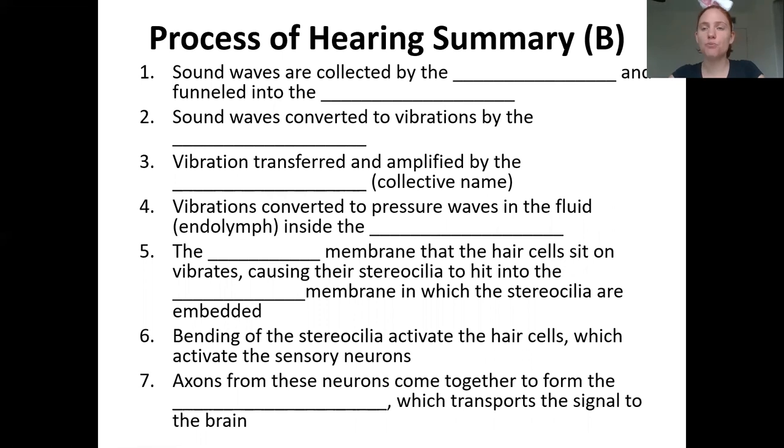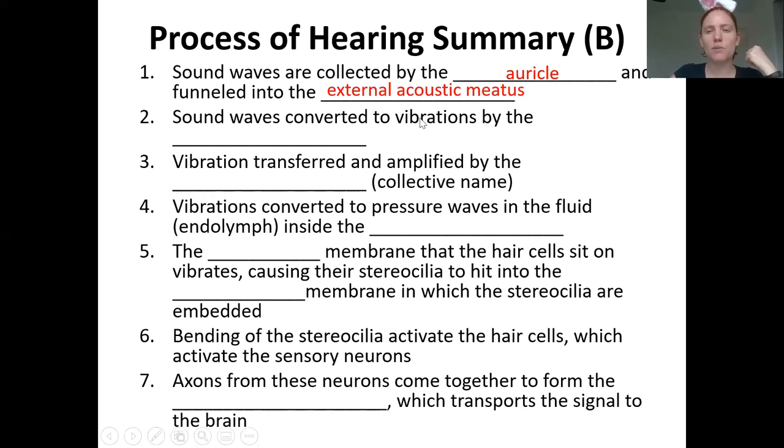Okay, so what I want you to do right now is go ahead and look at this, pause it, try to go through this by yourself, and then I'm going to go through it right now. So I want to practice learning the structures by also looking at the functions and the process for hearing. So the sound waves are going to be collected by the auricles, funneled into the external acoustic meatus, also known as the auditory canal or sometimes the acoustic canal too.